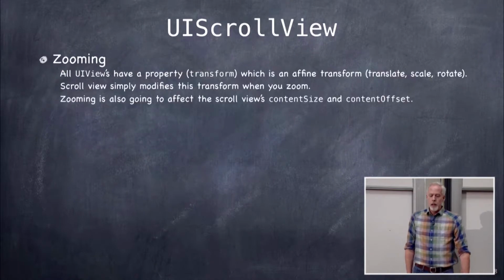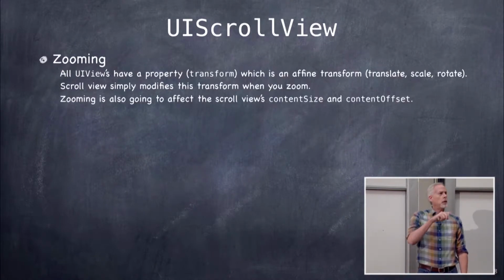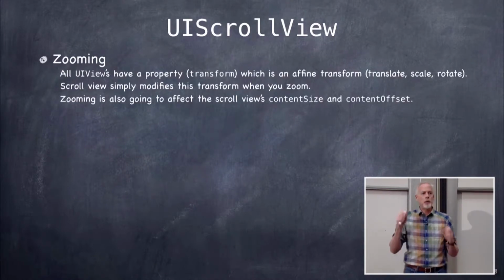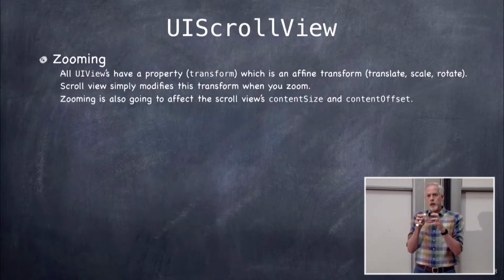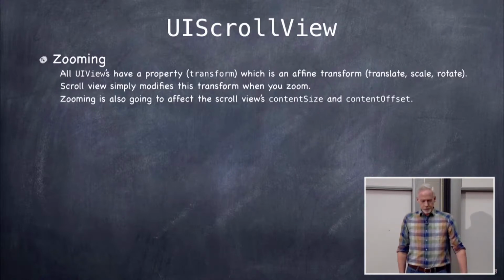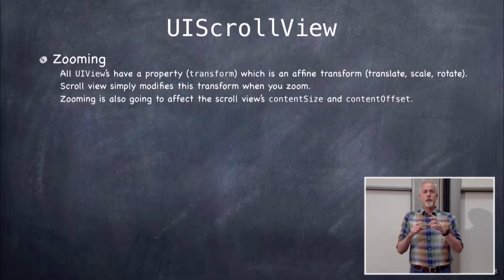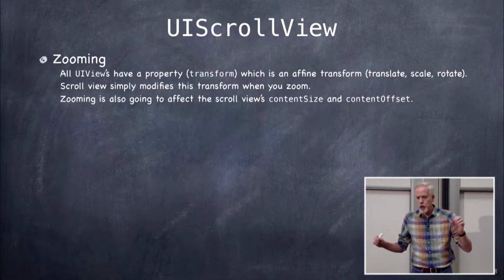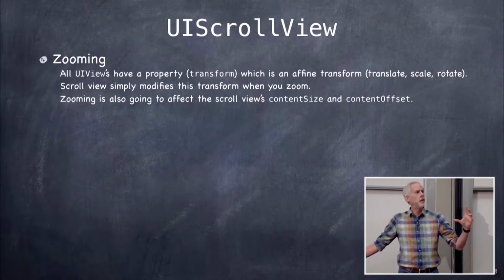Okay? Now, what about zooming? So far, we've only talked about panning, moving the scroll view around. What if we want to zoom in on what we're looking at and see it larger? Now, one thing when you zoom in, by the way, be careful. That's obviously going to affect your content size. If I zoom in to make what I'm looking at bigger, the content area has to get bigger as well.